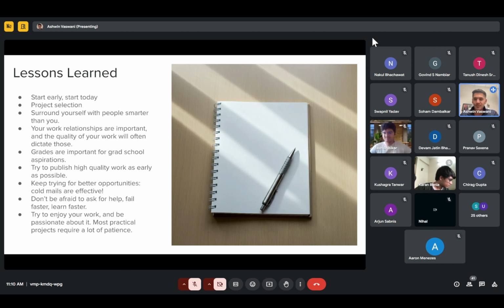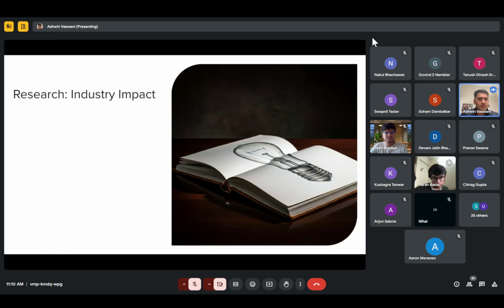It should be in the back of your mind if it's something you're really passionate about, and that's when you know that you want to do this for the future, or you want to pursue this as a career. So yeah, those would be some lessons learned.